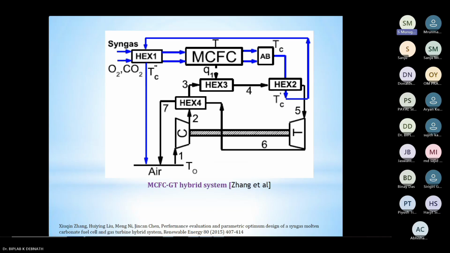So here, this is one illustration: a molten carbonate fuel cell combined with a gas turbine which operates on a Brayton cycle. Here you can see they use 4 different heat exchangers to extract the heat. The energy from the fuel cell is given to the heat exchangers, as you can see, to preheat the air and to preheat the fuel in the compressor and turbine. In the compressor, you can preheat the air and the fuel, and then send the gases to the turbine for expansion. Next, please.